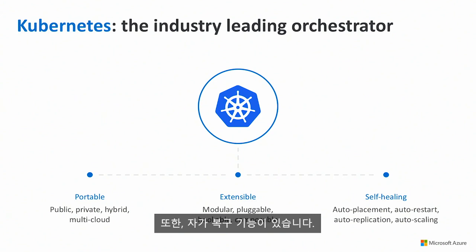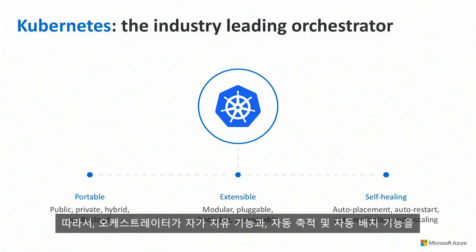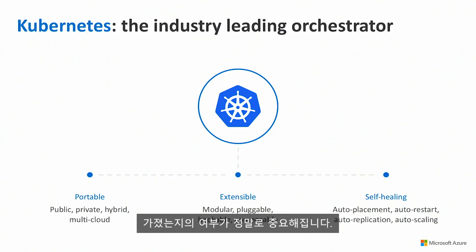And then the last bit is self-healing. With distributed systems, you have to really embrace the concept that parts of that system can fail at any time, and making sure that the orchestrator that you use has great self-healing features, auto-scaling, auto-placement, things like that. That becomes incredibly important.